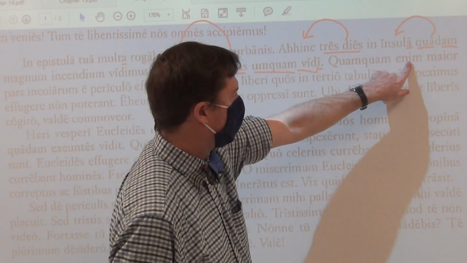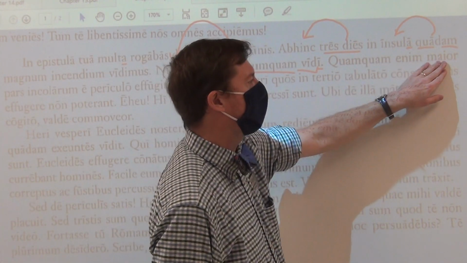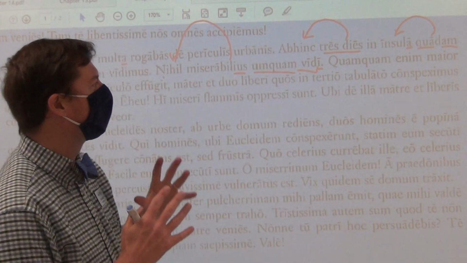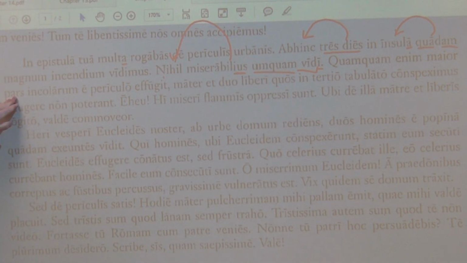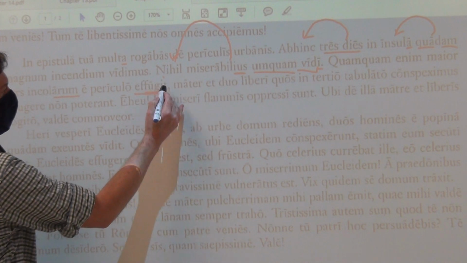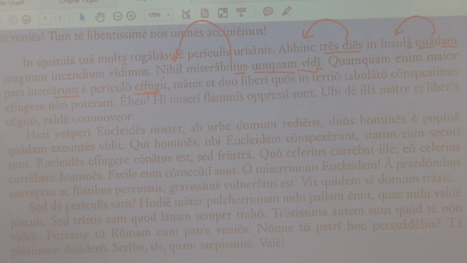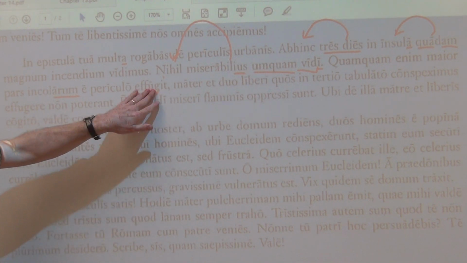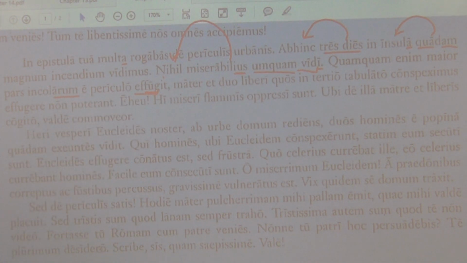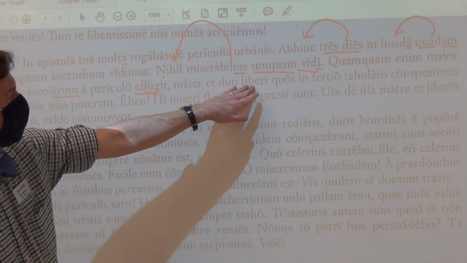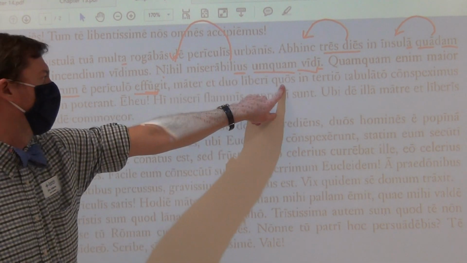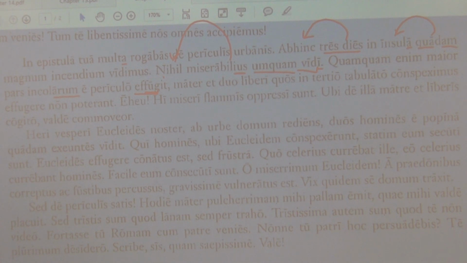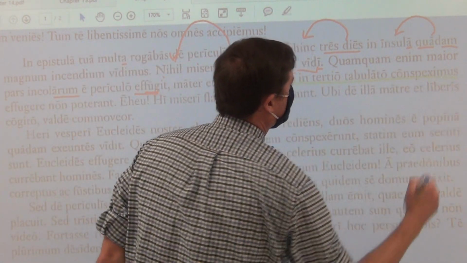Quamquam, although the maior, comparative, the greater, the larger part of the inhabitants escaped, fugio, fugere, fugi, there's no fourth principal part, it is defective. So that long U tells me it's a perfect stem, it did escape, has escaped out of the danger, a mom and 2 children, whom, here's an example again, of a relative clause.